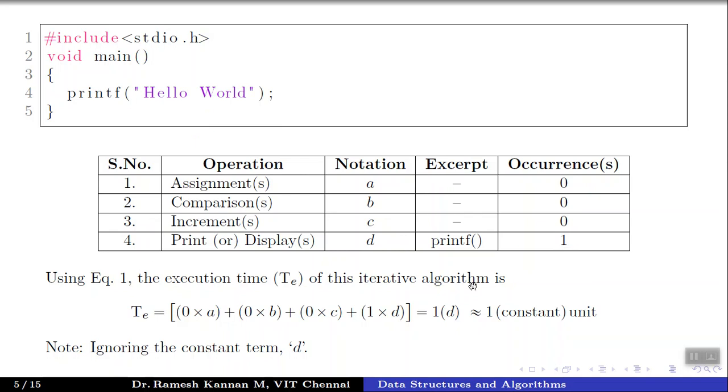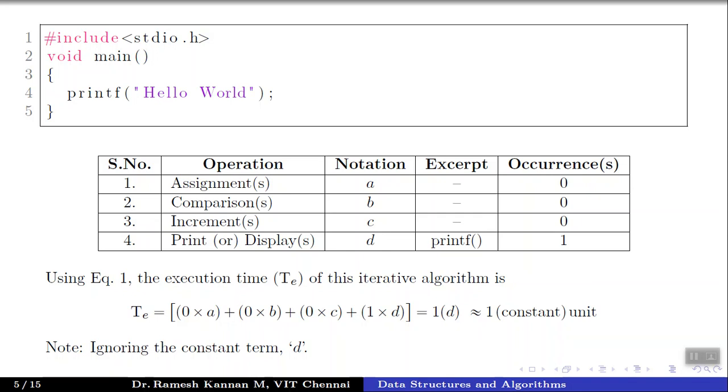So the execution time will be 0 times A plus 0 times B plus 0 times C plus 1 times D, which equals 1 times D. We can ignore the constant term D, and this is approximately equal to 1, which is also a constant. So this program takes a constant time, which is 1.